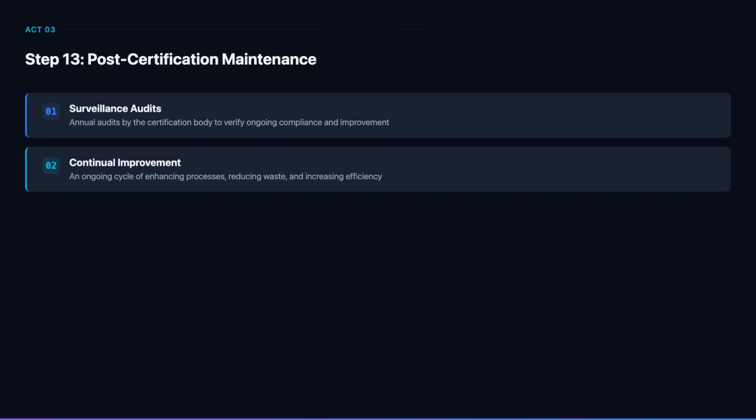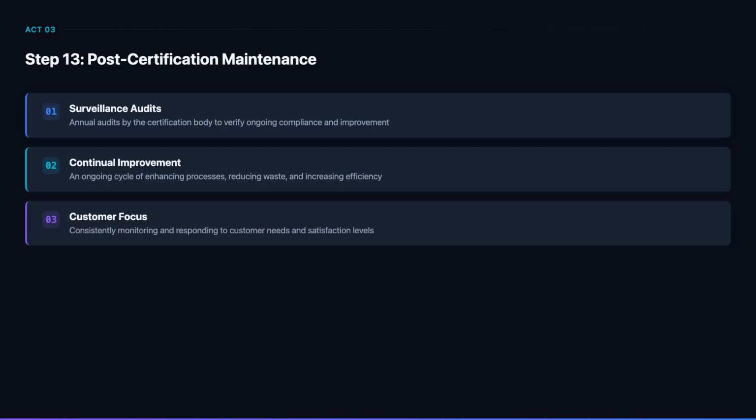Continual improvement is the heart of ISO 9001. Make incremental changes that over time lead to significant enhancements in quality, efficiency, and performance. Review data, engage employees, and stay responsive to customer feedback.